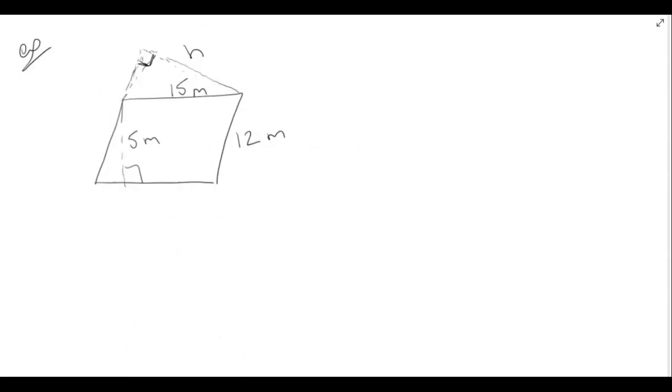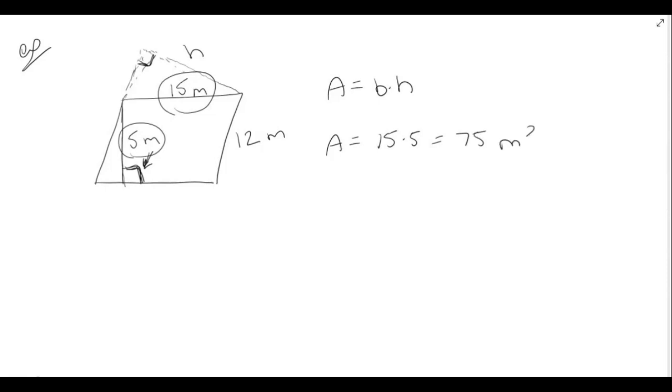Okay, there's one other type of problem that you're going to need for these parallelograms. You might have to find the missing piece of information. So in this parallelogram, we can find the area. The area of the parallelogram is base times height. If I identify this perpendicular and its corresponding sides, I could find the area. So the area is going to be 15 times 5, which is 75 meters squared. Now I have the area.